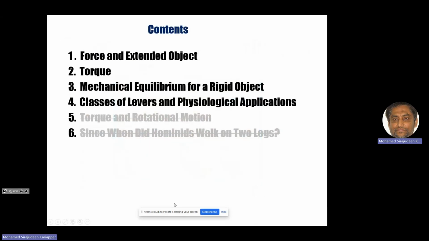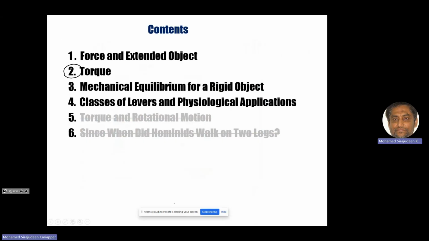This chapter's content will start with describing this extended object. Where the force is applied on this extended object matters now, because we cannot reduce it to a point. So it has a size, and where the force is applied is of significance. Then we define this quantity called torque, T-O-R-Q-U-E.